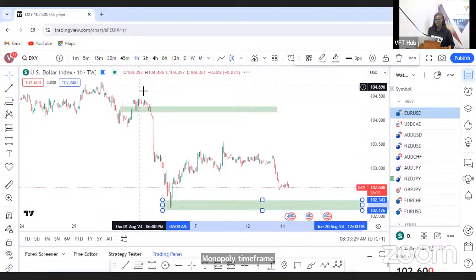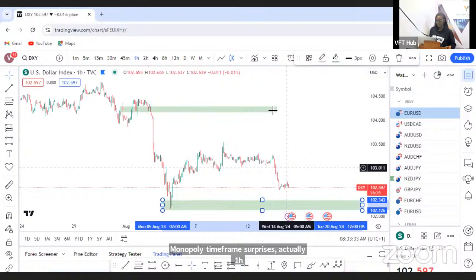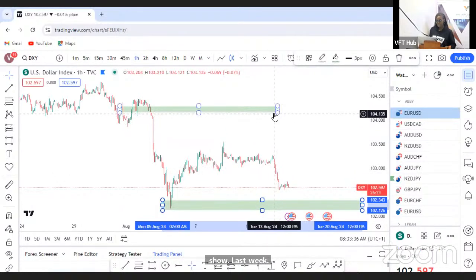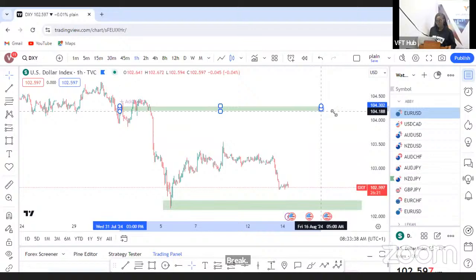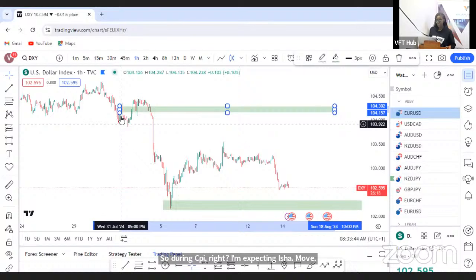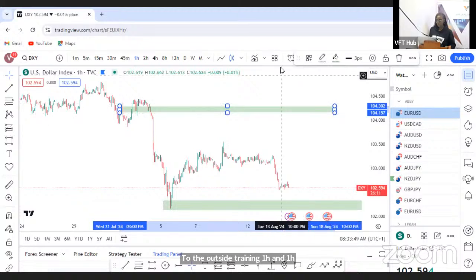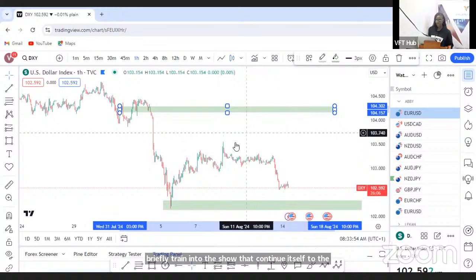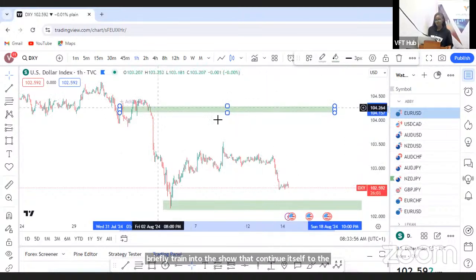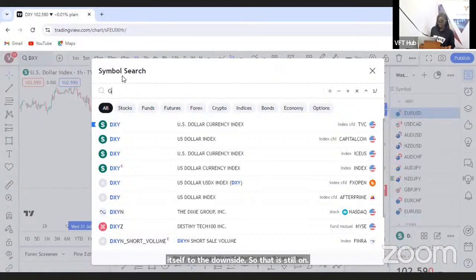And for our 1-hour time frame, I saw something really interesting. Shoulder sweep break. So during CPI today, right, I'm expecting a sharp move to the upside to trade into this 1-hour shoulder, right? Price will briefly trade into the shoulder and continue itself to the downside. So during CPI today, we should see some move to the upside into the shoulder and then a resumption of the sell on the DXY. Right. Then now to GU.